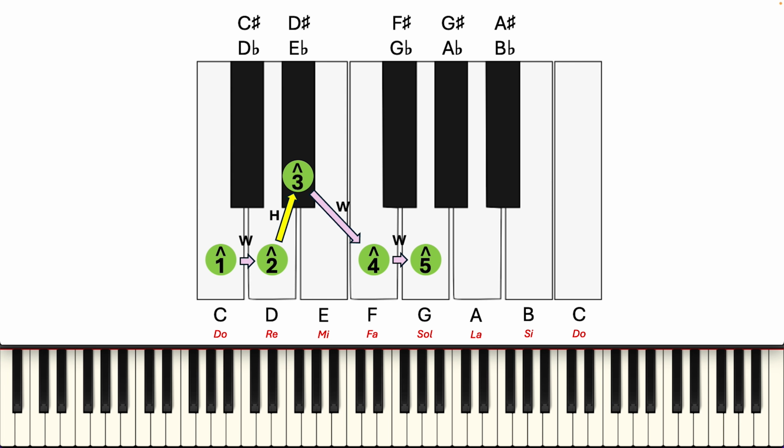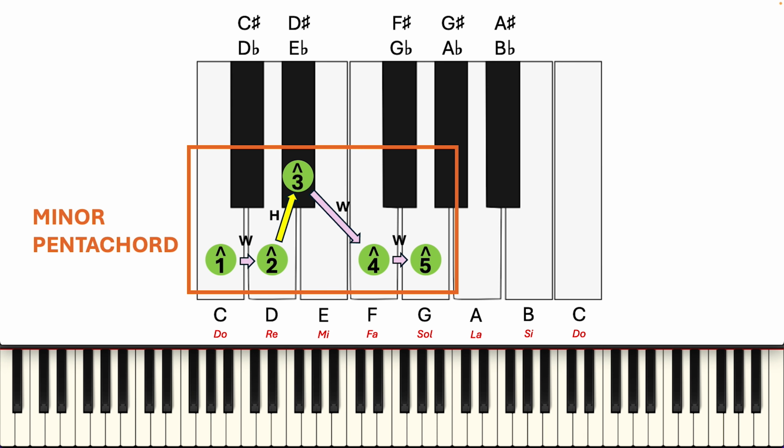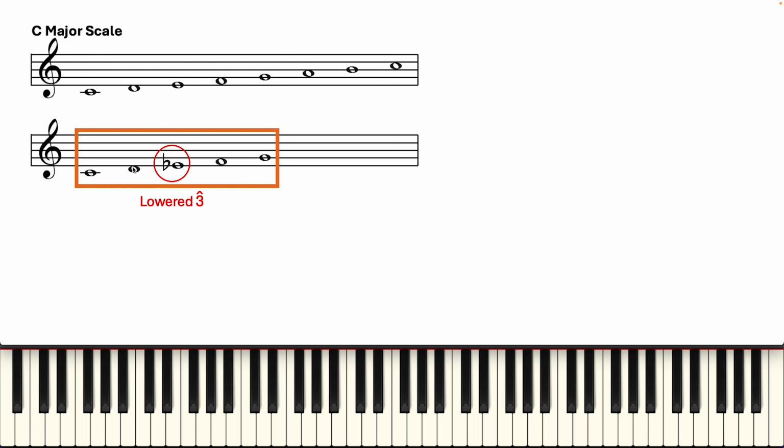You can feel instead of this, we get this. It's a bit more sad, right? And this is what we call the minor pentachord. So those 5 notes, just by lowering the scale degree 3, is called the minor pentachord. Here we see it represented on the staff, and so C, D, E flat, F, G.